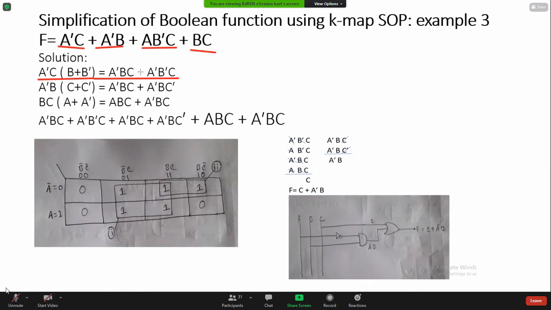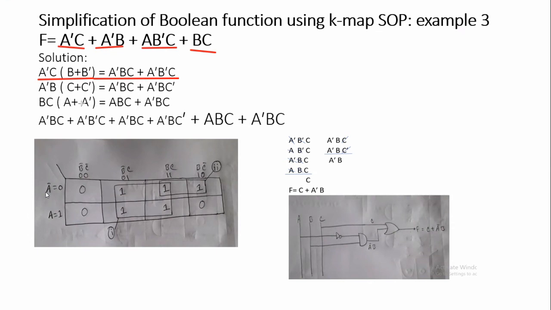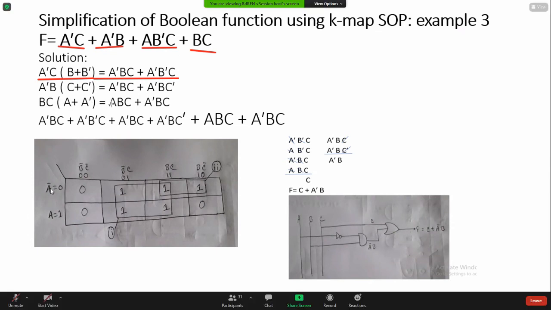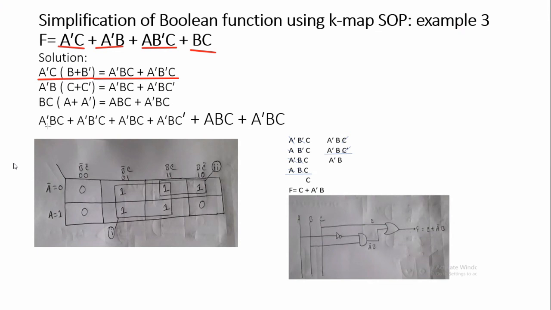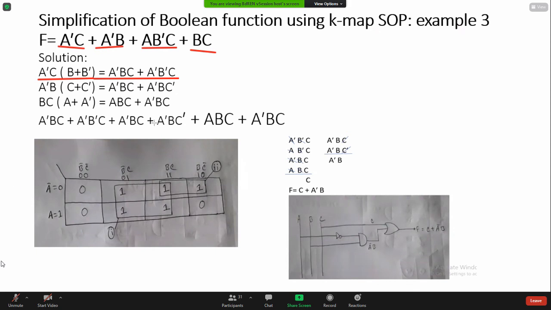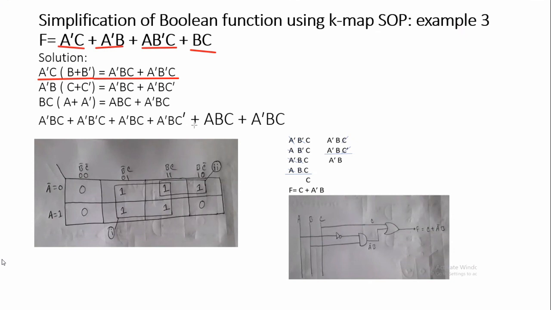Then in BC, when we are using BC, which variable is missing? A. So we will multiply A plus A inverse. Then we will get ABC plus A prime BC. Now the function we will write: A prime BC plus A prime B prime C plus A prime BC plus A prime B C prime, then ABC plus A prime BC.